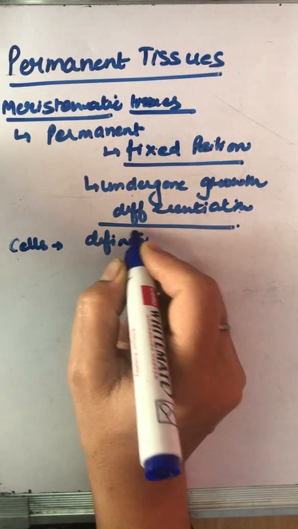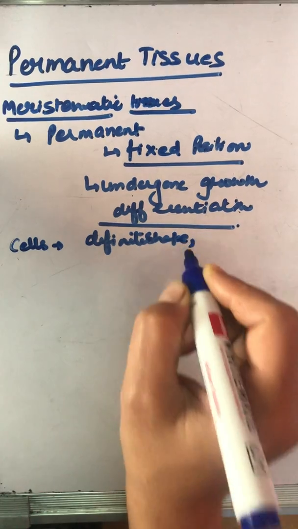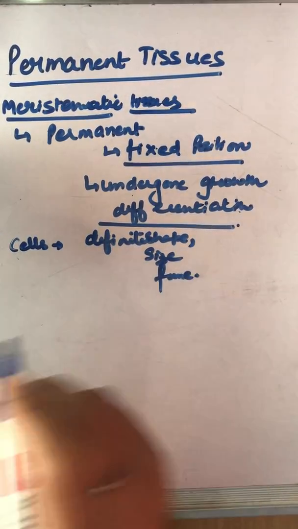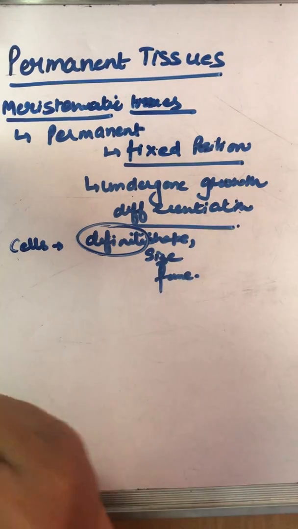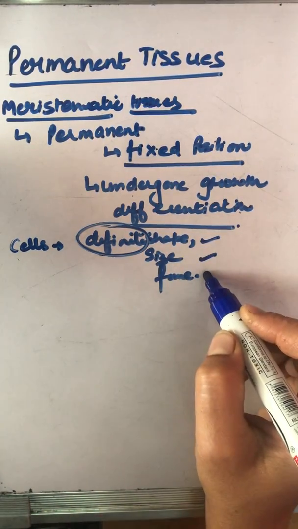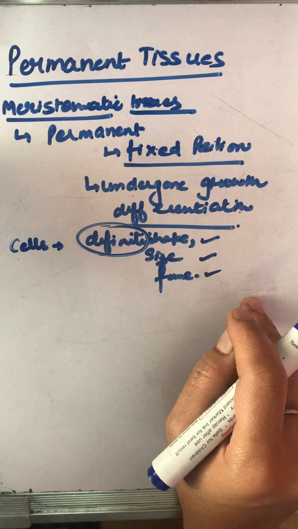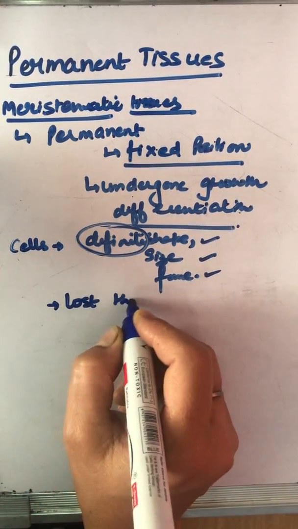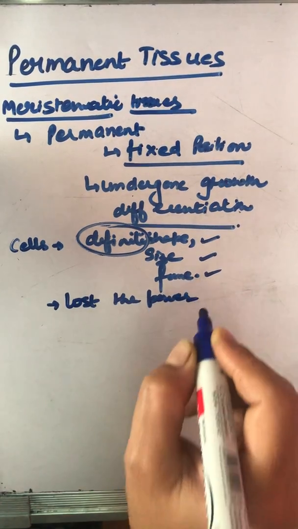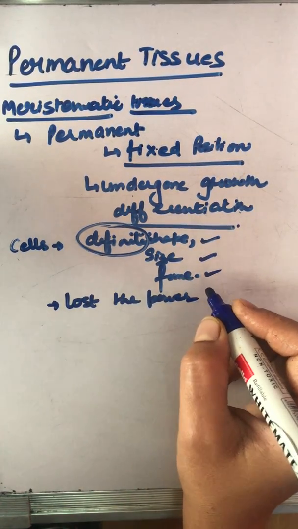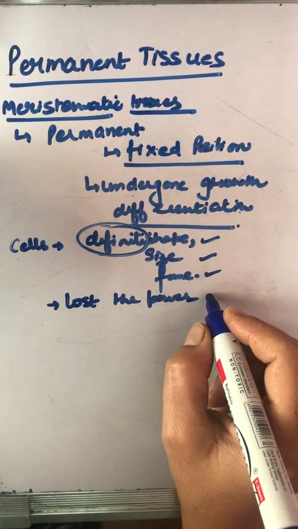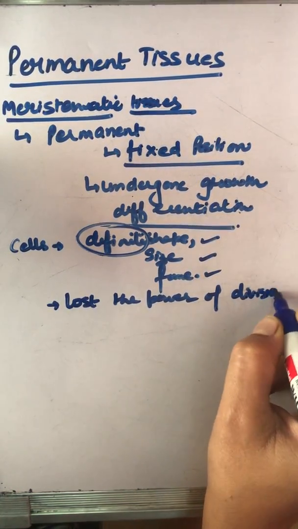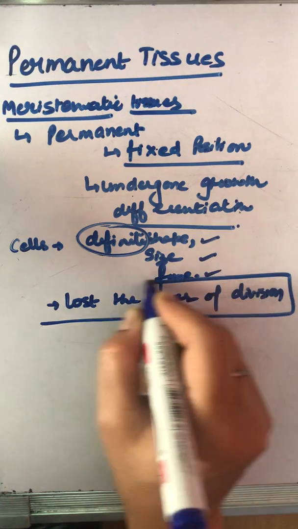and they have a definite size and a function to perform. Everything definite. Shape, size and function. The other part is they have lost the power of division. It means they cannot divide any further. They may be living or dead, but they have lost the power of division, unless the cambium cells.